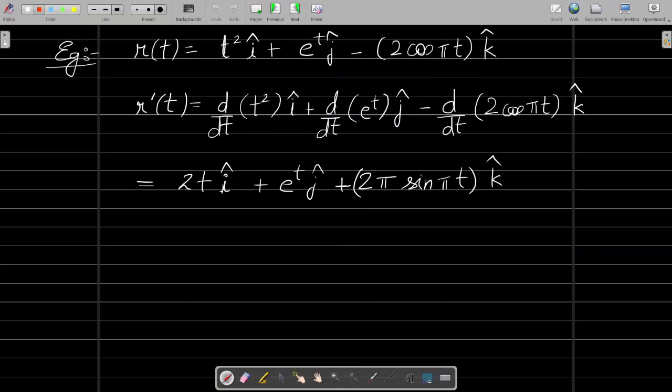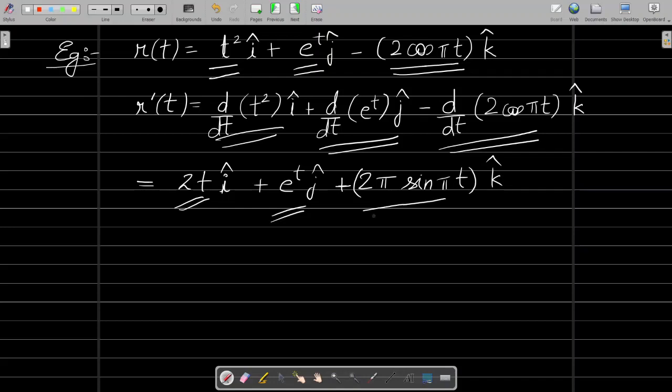Okay, now we will do an example here. Suppose the function r of t is t squared i plus e raised to t j minus 2 cos pi t k. Then you will get r dash of t by just differentiating its individual components. So d by dt of t squared i plus d by dt of e raised to t j minus d by dt of 2 cos pi t k will give you r dash of t. Now d by dt of t squared is 2t, d by dt of e raised to t is e raised to t, d by dt of 2 cos pi t is minus 2 pi sin pi t. So the final answer, the derivative of this vector valued function, is 2t i plus e raised to t j plus 2 pi sin pi t k.